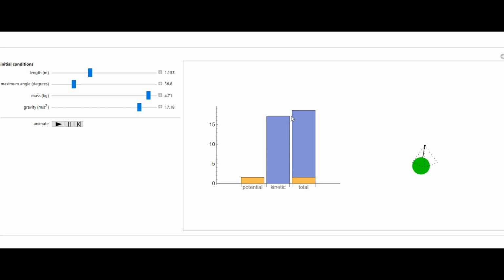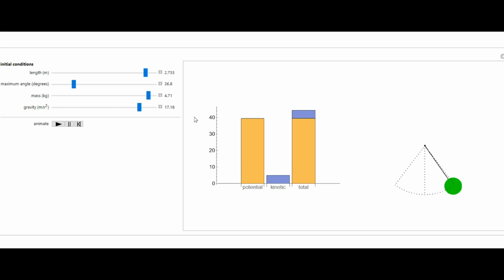So, the next time you see a pendulum, remember the invisible energy transformation happening behind its motion. It's a beautiful demonstration of physics in action.